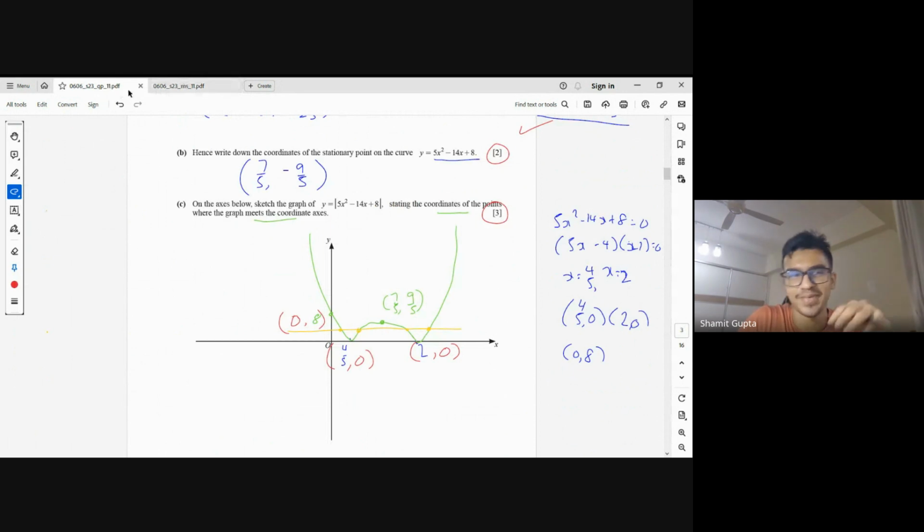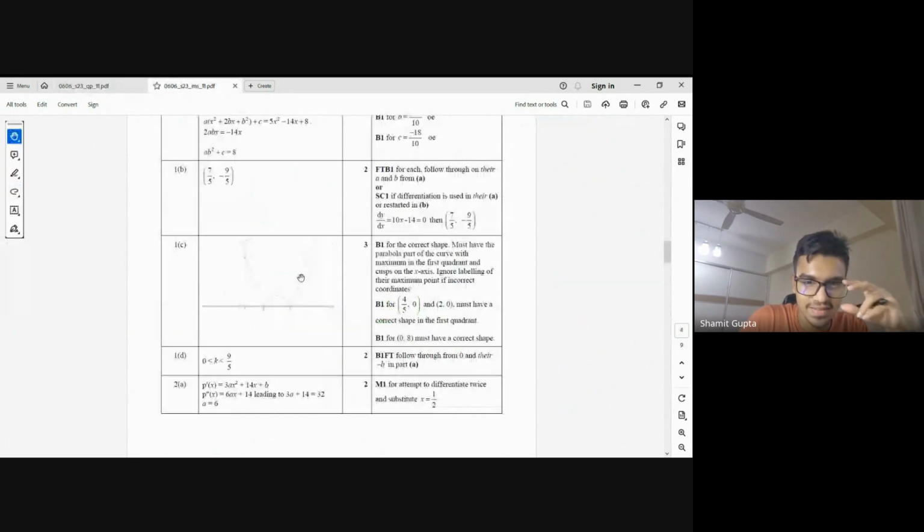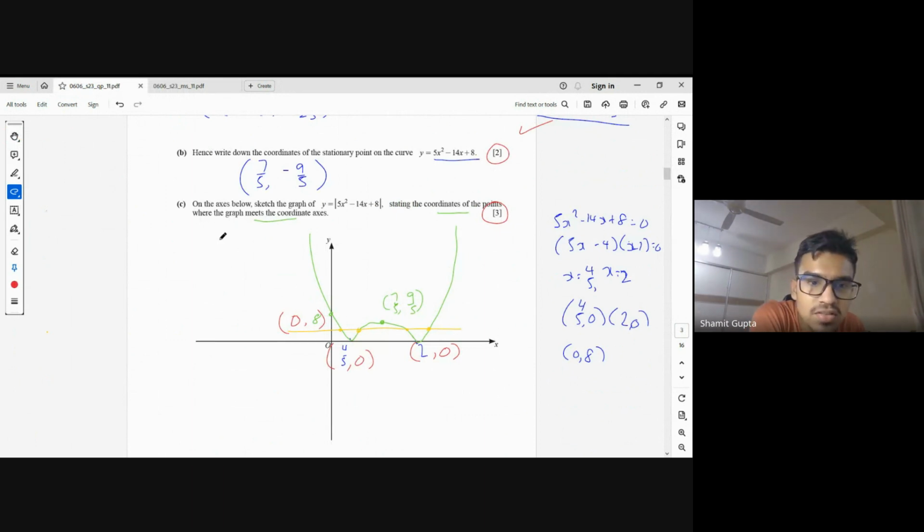I'm not going to deduct my own mark, but the reason is it says stating the coordinates of the points. It says stating the coordinates of the points, so it's better to write it like this. So I actually should get one, but okay.